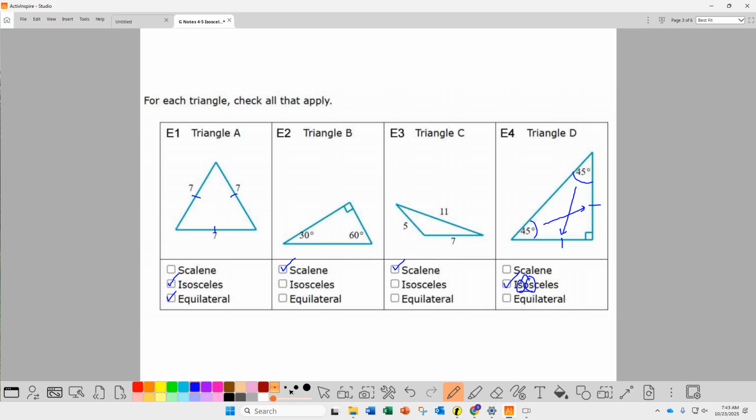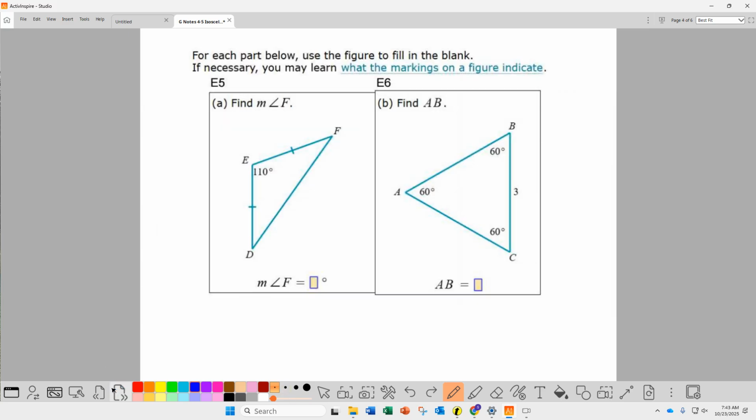Okay, here we go. So for the next one, this is about finding angles and missing angles in the picture. We're looking for F right here, but we can see that we have 2 sides the same here. And guys, the marks on the picture are everything. Please use the marks on the picture. If these 2 sides are marked congruent, then these 2 angles also have to be congruent, which means we're going to take the 180 degrees that a triangle adds up to.